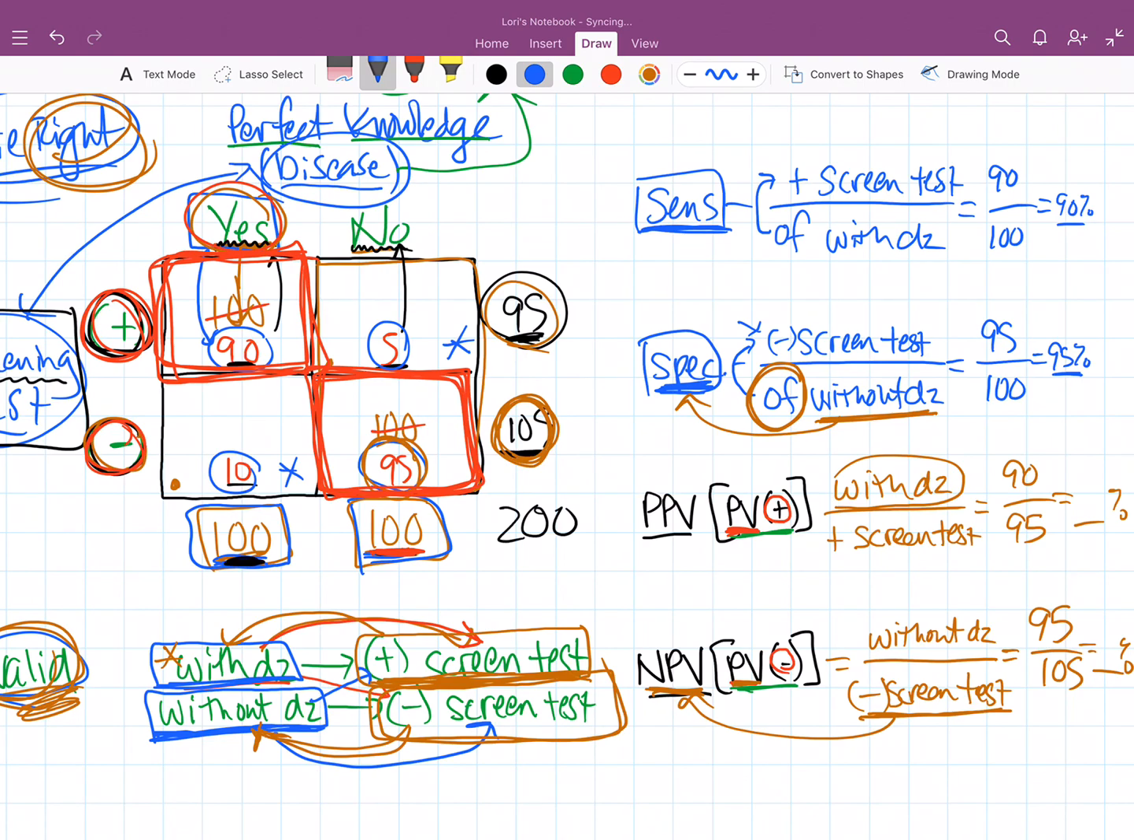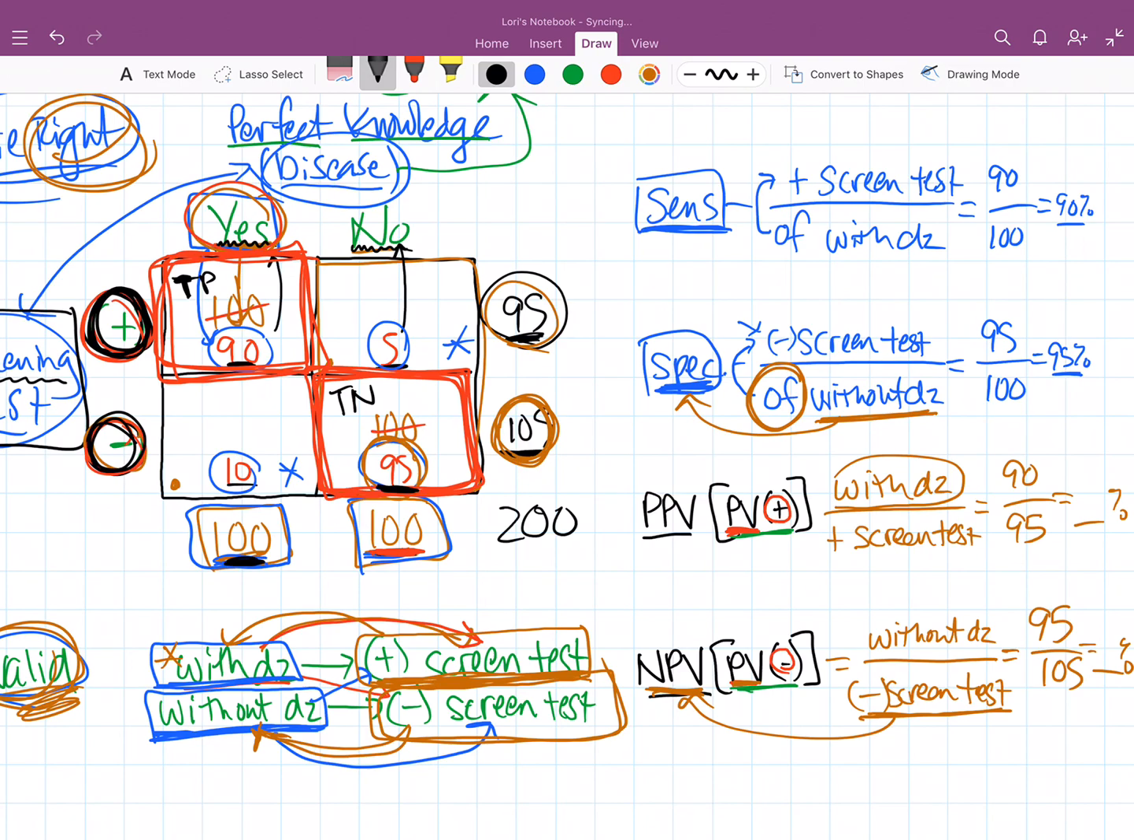And so I want to point out, let me draw this in black, this top left corner, the screening test was positive and it was correct, so we call these true positives. In this bottom right hand corner, the screening test was negative and they were also correct, so we call these true negatives.